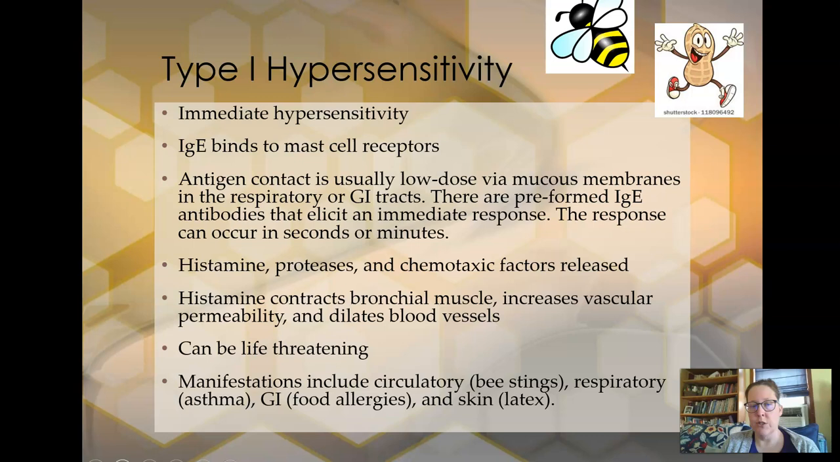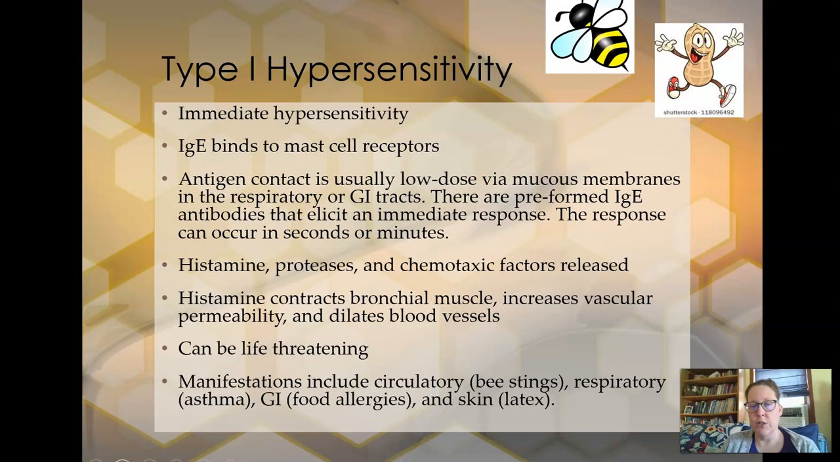And then if there's a mass dilation of all the blood vessels, the blood pressure can drop dangerously low. So this can all be life-threatening. And by the way, the antidote, what you have to use to save somebody with type 1 hypersensitivity, is an EpiPen, an injection of epinephrine.